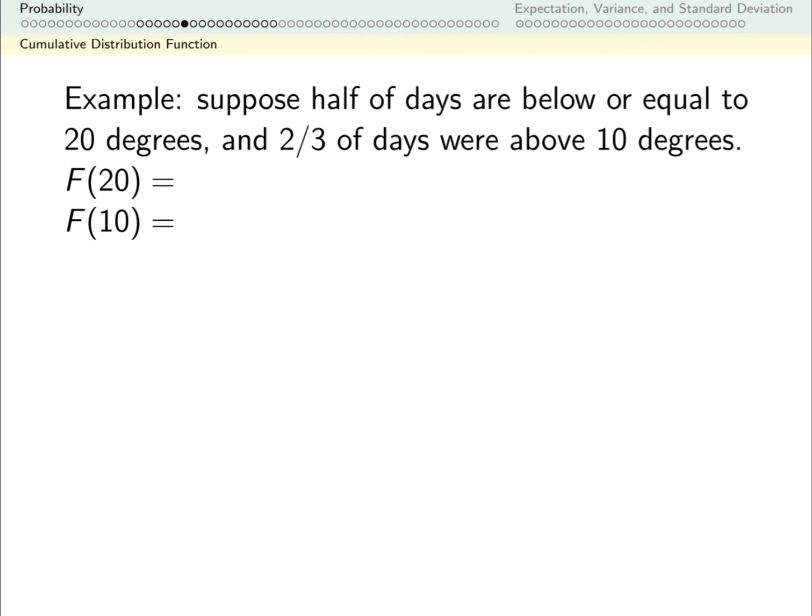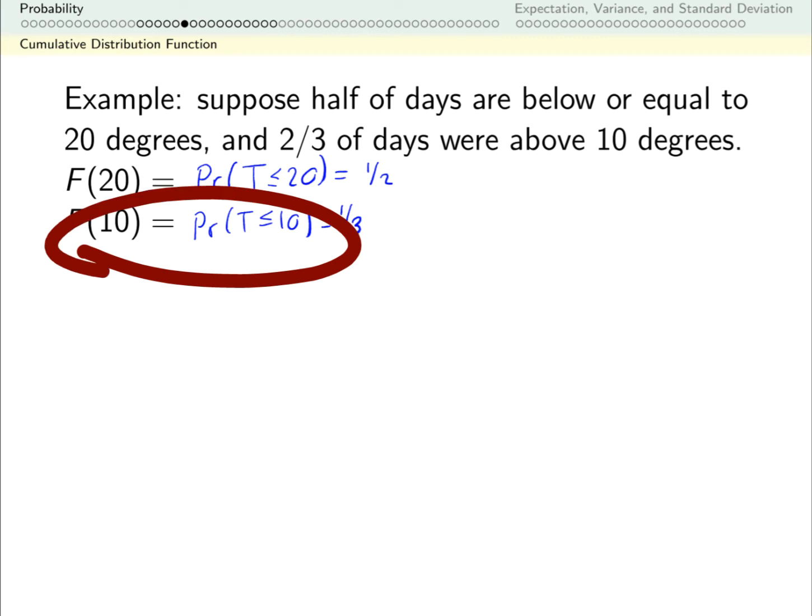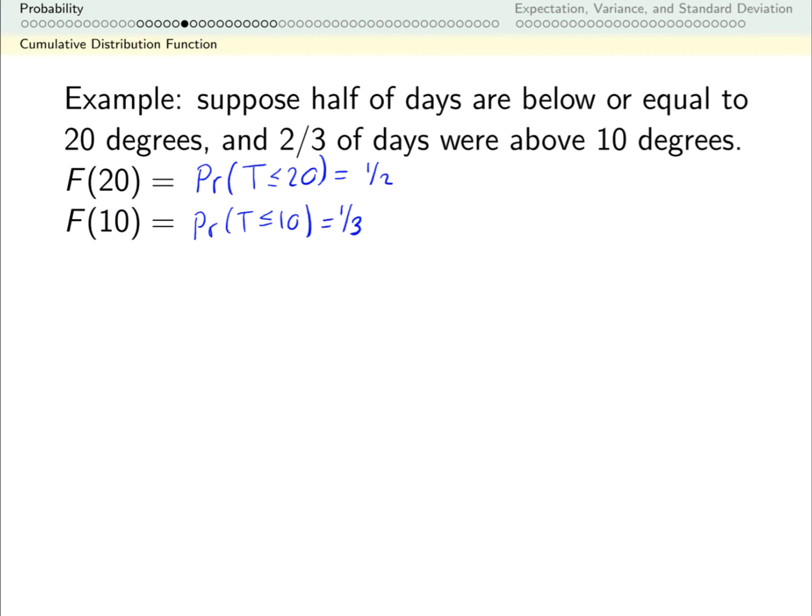All we need for this is the definition of a cumulative distribution function. This is the probability that my event, whatever it is, is less than or equal to 20. This is the probability that my event, whatever it is, is less than or equal to 10. If I look at all my days, half of them are less than or equal to 20, so this probability is 1/2. 2/3 of my days are above 10 degrees, so that means the remaining 1/3 are below 10 degrees. So it's a little bit arbitrary that cumulative distribution functions are less than as opposed to greater than, but what you see in this second line is that actually we can swap between less than 10 and greater than 10 fairly easily.